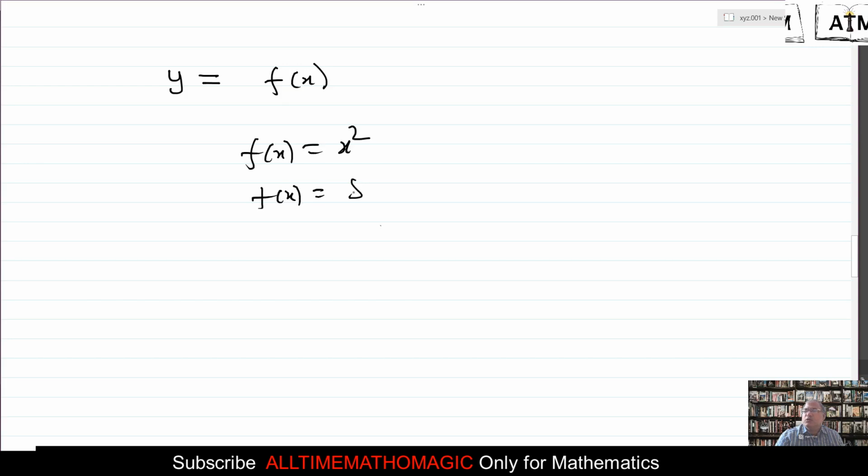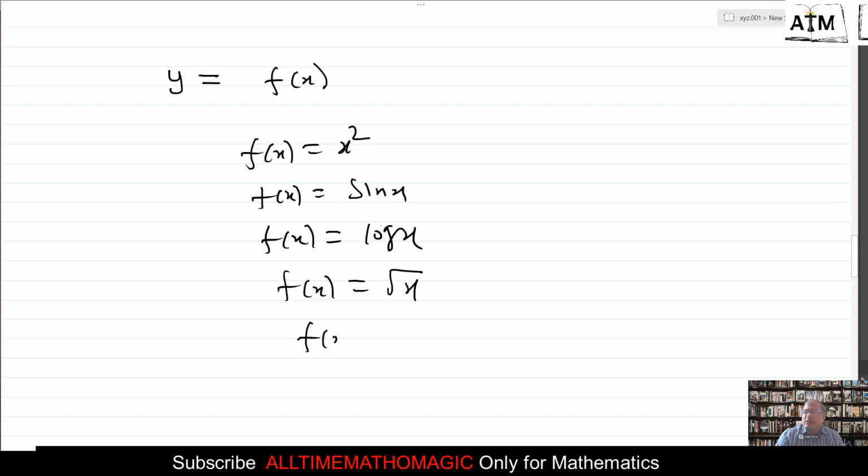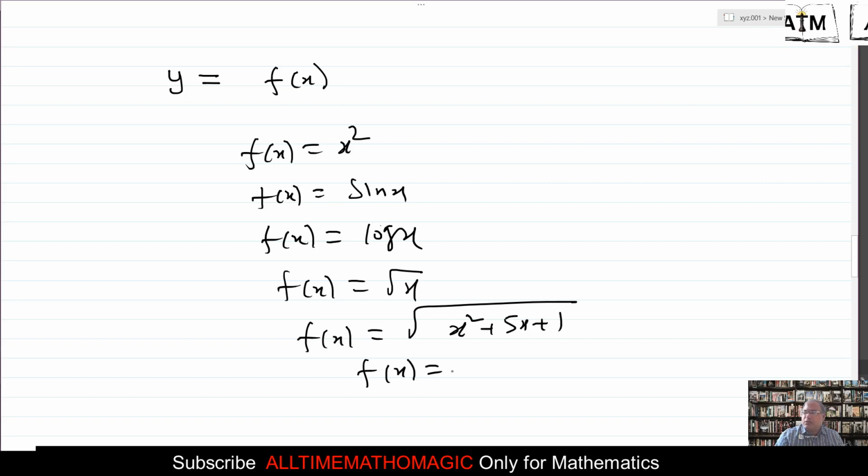Suppose we are having a function y equals f of x. f of x means any function, like f of x equals x square, f of x equals sin x, f of x equals log x, f of x equals root x, f of x equals under root of something, whatever it may be, f of x equals e raised to x. So y is any function f of x.